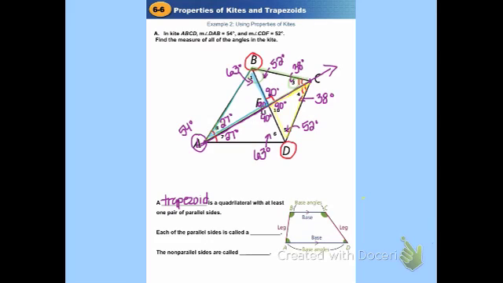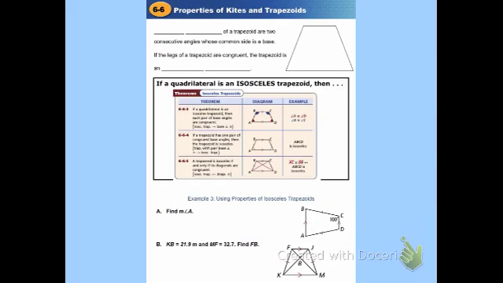So a trapezoid is a quadrilateral with at least one pair of parallel sides. Those parallel sides, we actually call those bases. So each of the parallel sides is called a base. So in this drawing, these are the bases. They're the sides that are parallel. And the non-parallel sides, we actually call them legs. We use legs to describe a lot of things, like legs are sides of right triangles. But in the case of a trapezoid, they are the non-base sides. We call those legs. Okay, let's go ahead and turn the page.